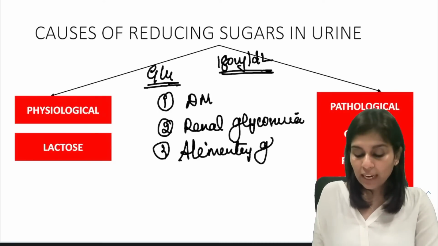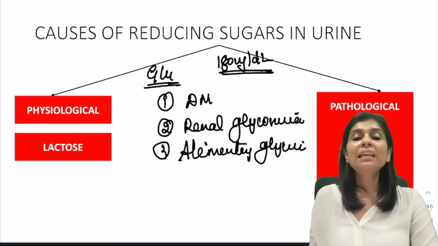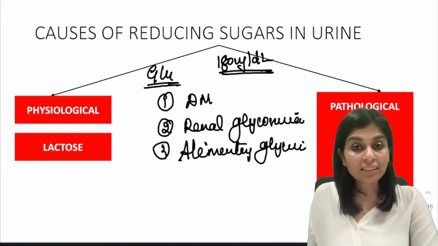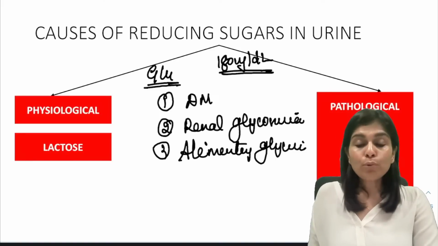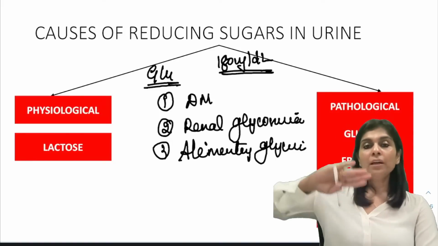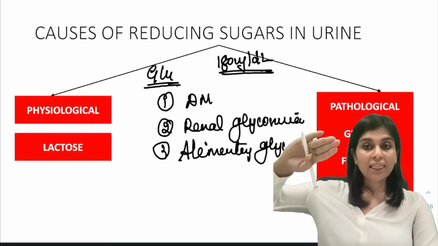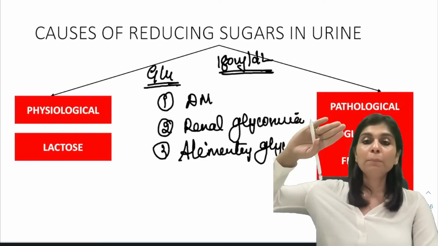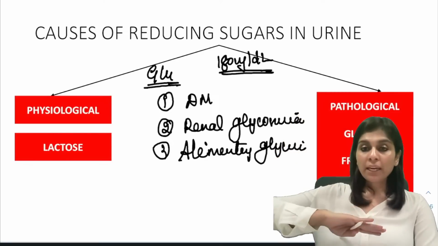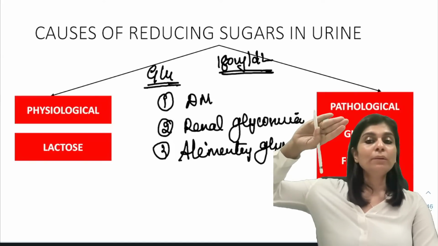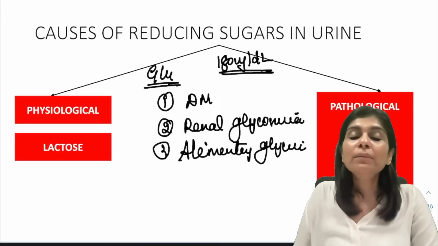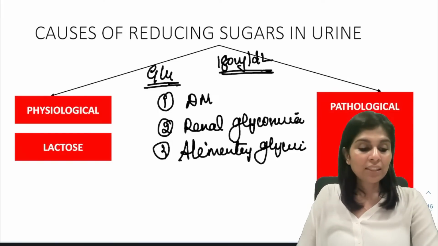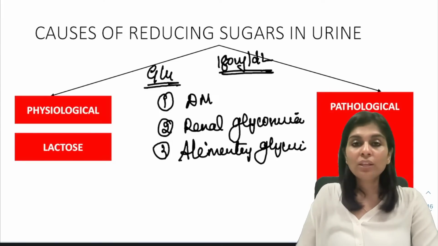Very good. Excellent. And the third one is alimentary glycosuria. What do you mean by alimentary glycosuria? For any reason, if there is an increase in the rate of absorption of glucose along the intestine, in the immediate postprandial phase, there will be a rapid absorption of glucose to the extent that it crosses 180 milligram per deciliter. So, in the immediate postprandial phase, glucose will be found in urine. Later on, it won't be found. That is why it's called alimentary glycosuria. So, these are the conditions wherein glucose can be found in urine.